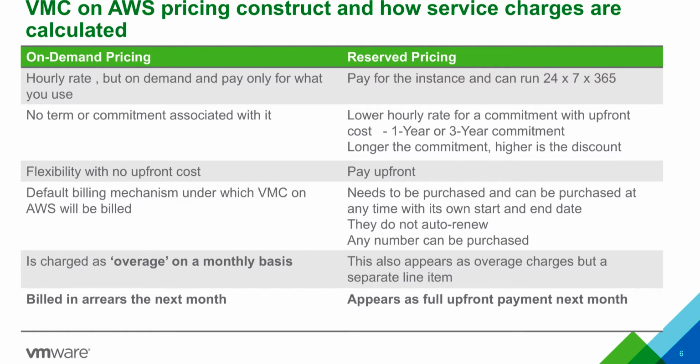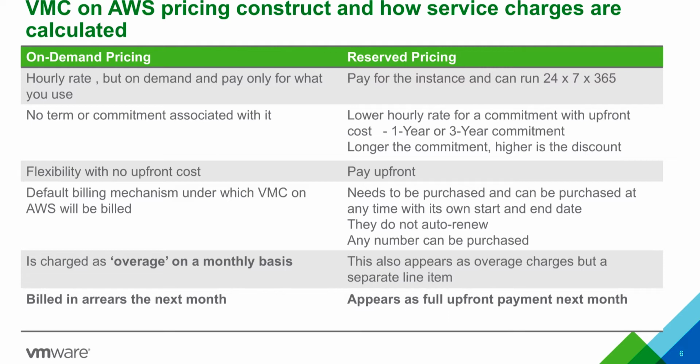On-demand pricing has no term or commitment associated with it. However, reserve pricing has a 1-year or a 3-year commitment option, and the longer the commitment, the higher is the discount. For on-demand, you have flexibility with no upfront cost. That is, you pay in arrears the next month for the consumption. For reserve pricing, you pay full upfront the next month. The default pricing is the on-demand pricing.